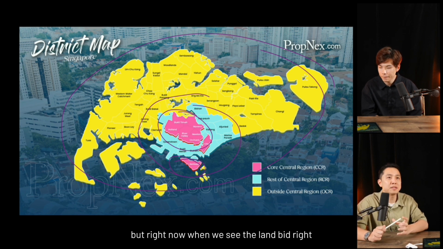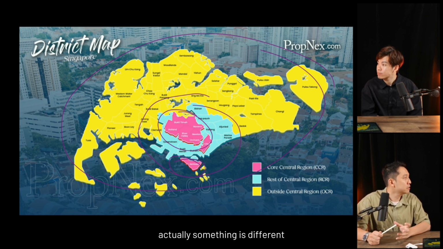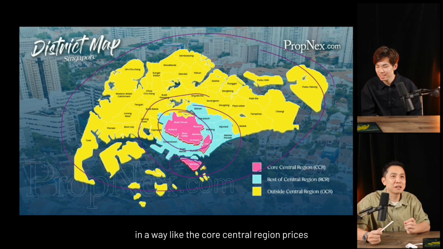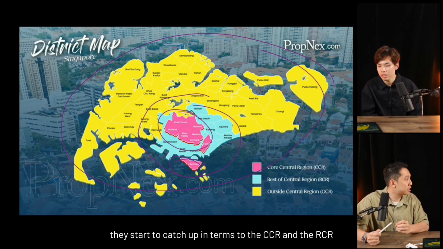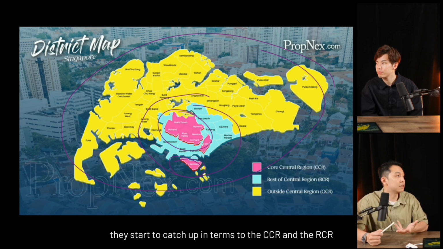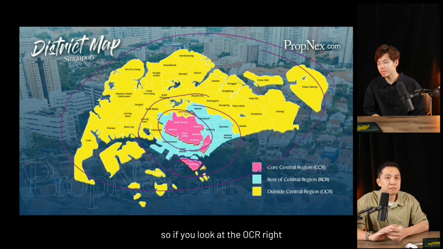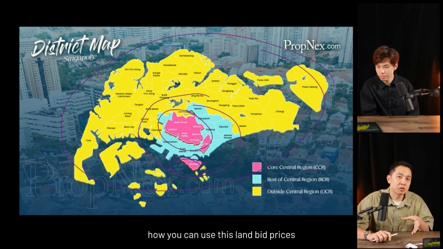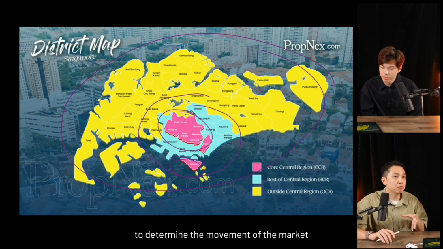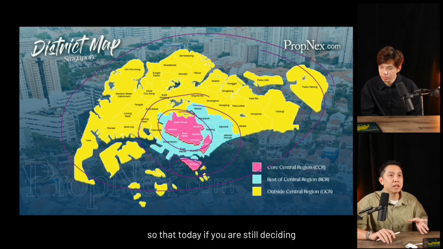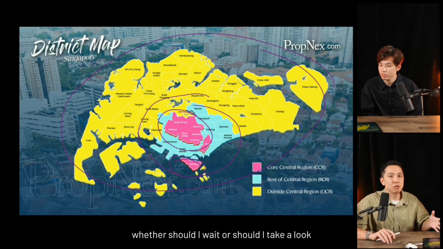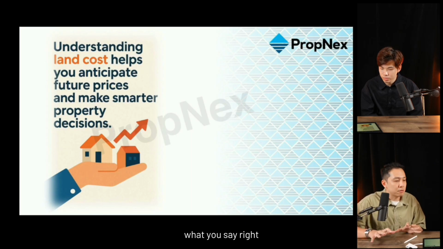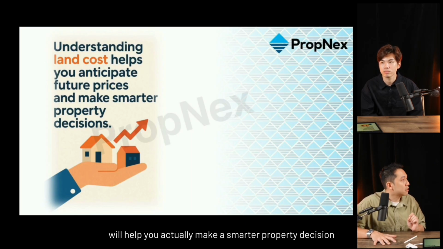But right now, when we see the land bids, actually something is different. We see a bit opposite, in a way. The OCR prices are starting to catch up to the CCR and the RCR. It seems that the prices are getting a bit high. So today we just want to touch on how you can use these land bid prices to determine the movement of the market. So if you are still deciding whether I should wait or take a look, I will leave the decision up to you. Understanding land cost will help you make a smarter property decision.